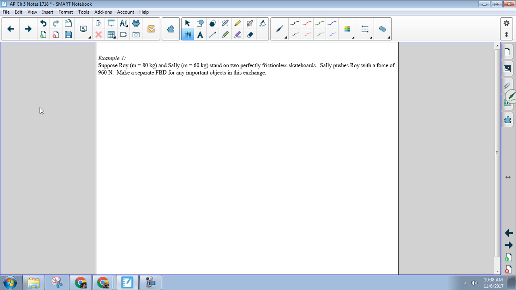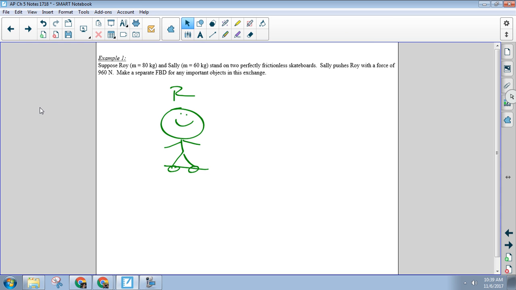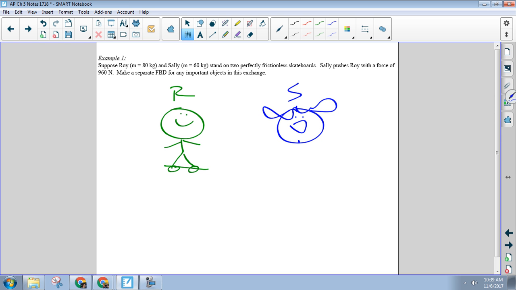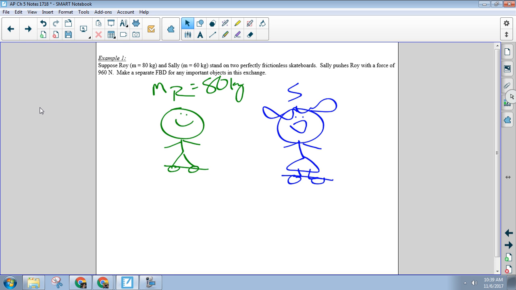All right. So let's do this first example. We've got Roy and Sally standing on frictionless skateboards. So let's draw this. Here's Roy. Here's Sally. In the problem, Roy has a mass of 80 kilograms. Sally has a mass of 60 kilograms.